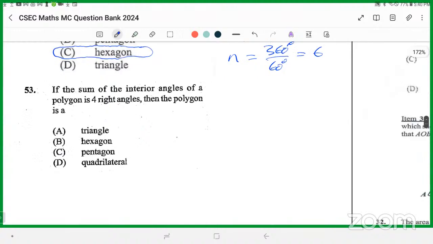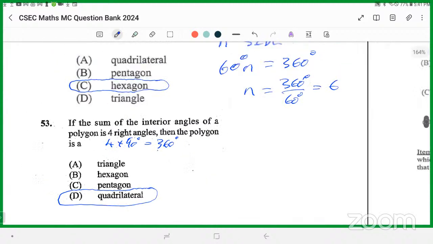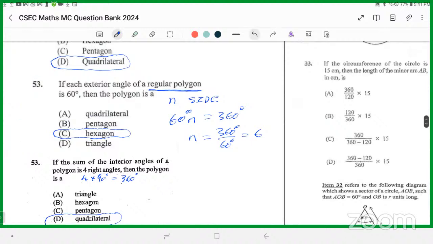This is another question. It says, if the sum of the interior angles of a polygon is 4 right angles, then what is it? Now, 4 right angles means 4 times 90 degrees. That is 360 degrees. And so if it has 360 degrees as its total interior angle, then it's a quadrilateral. All right, so this is the one that I want you all to remember, guys. I can change the angle here, but the key thing is that total exterior angle is 360. So remember that total exterior angle is 360, whatever the number of sides is. Total exterior angle is always 360 degrees.